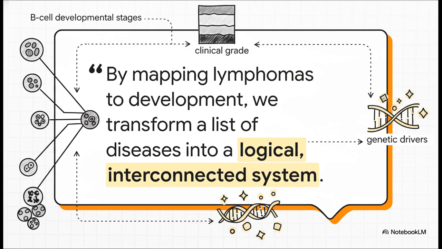So, to wrap it all up, here's the bottom line. This huge, confusing list of non-Hodgkin lymphomas isn't chaotic at all. You can make sense of it. By using these overlapping frameworks, by mapping a cancer to its B-cell origin, layering on its clinical grade, and understanding its specific genetic drivers, you can turn that simple list of diseases into a powerful, logical, and interconnected system that actually helps you take care of patients.